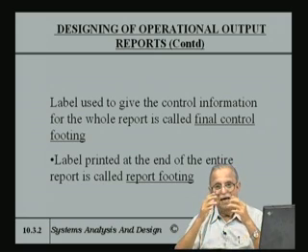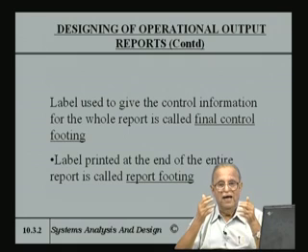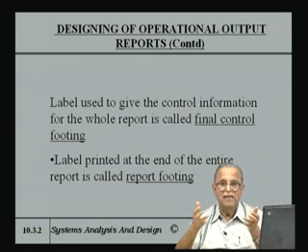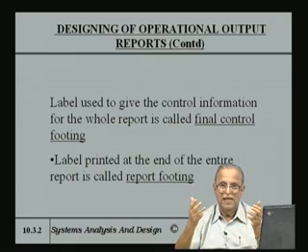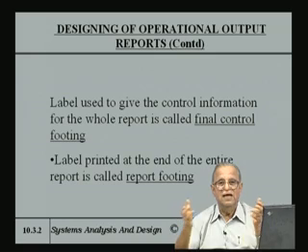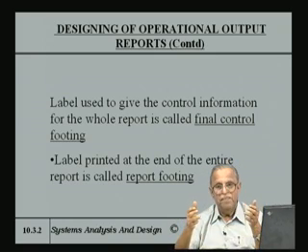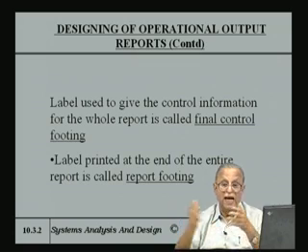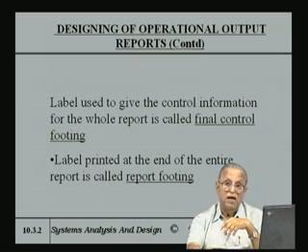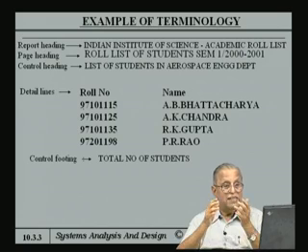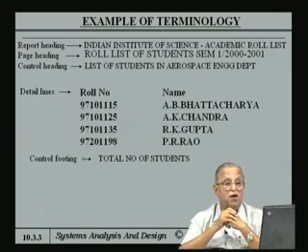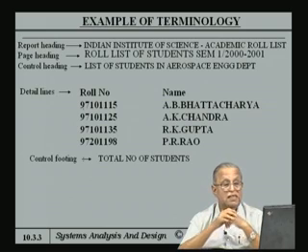See, there is the page heading, the column headings, these are all common sense really, and control footings whenever you have control totals taken, and then the page footing, and then report footing. At the end of the report, some summary has to be present. The example I have given here, report heading, Indian Institute of Science academic roll list. Okay, there is the heading of the report.